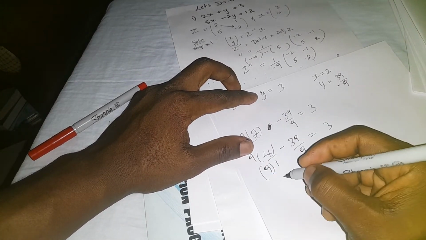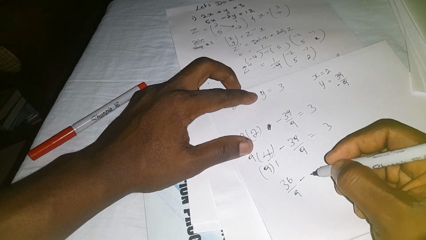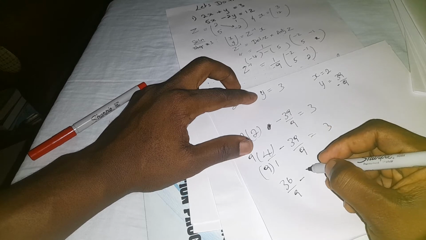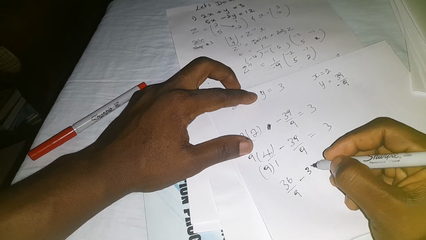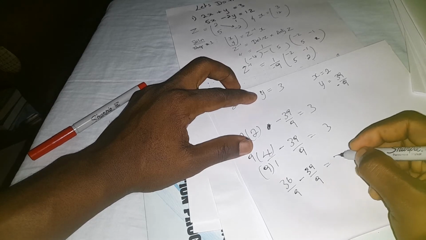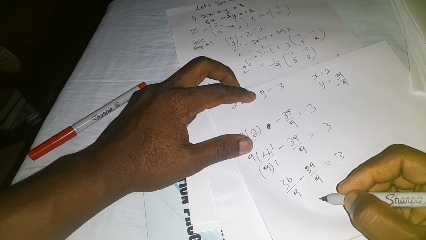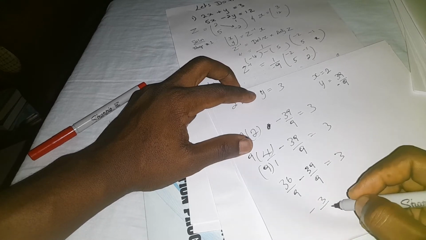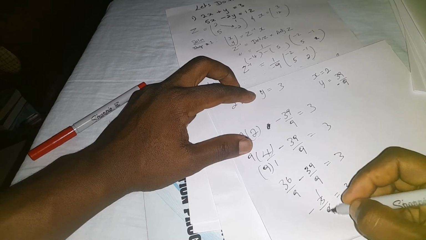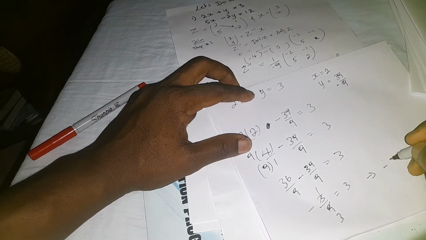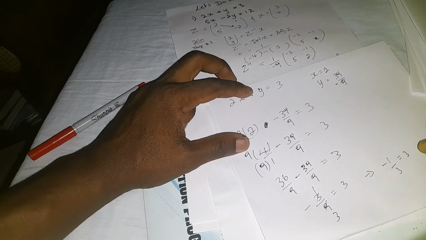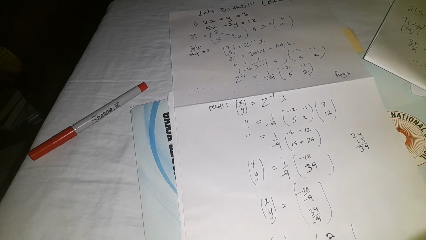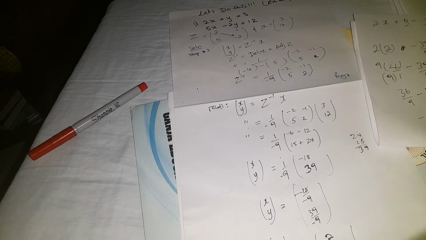You see it. 9 times 4 is 36, over 9, minus 39 over 9 equal 3. This would be negative 3 over 9 equal 3. This into this 1 time, this into this 3 times. So I end up with negative 1/3 equal 3. This is incorrect. So unless, like last time, it's a mistake we made, we'd have to track back, because normally it's supposed to work out.